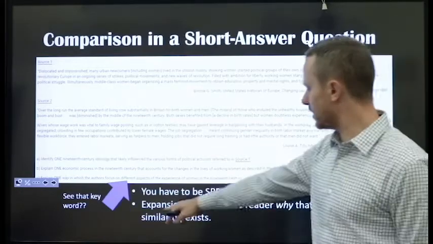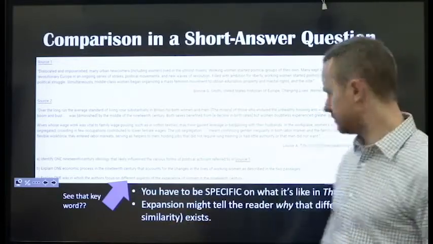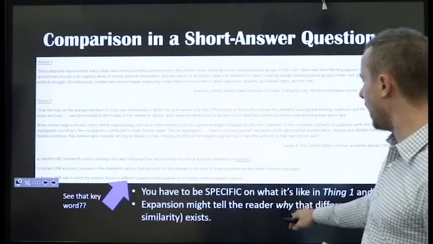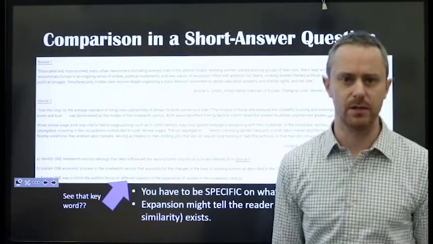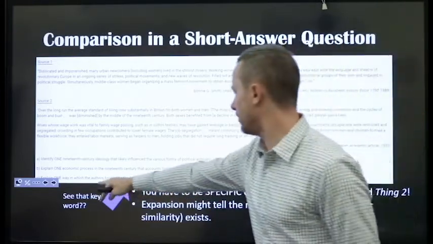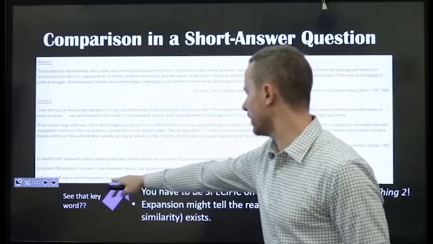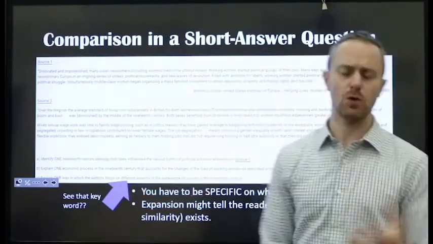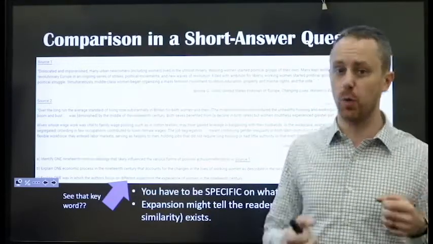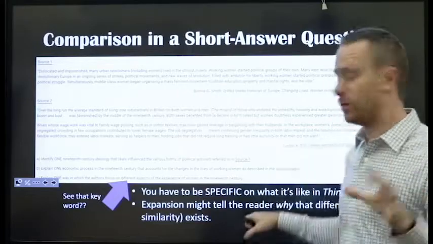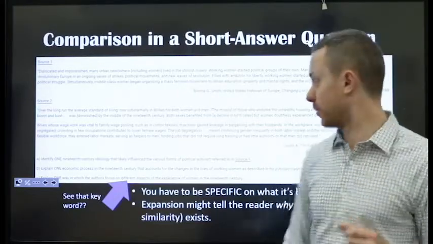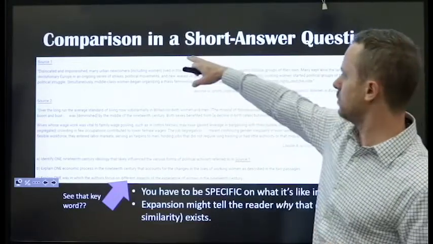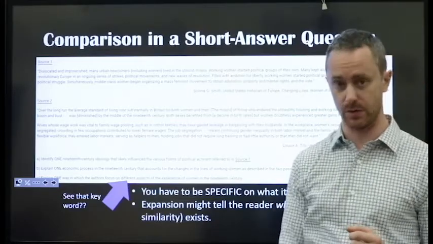You also might expand this type of prompt by telling the reader why that difference or that similarity exists. So here we have which one way they focus on different aspects. Okay, so why might they be focusing on different aspects? What is their goal here? That would be a great way to get your expansion point for part C. Okay, so again, this is how you see comparison in a short answer question.